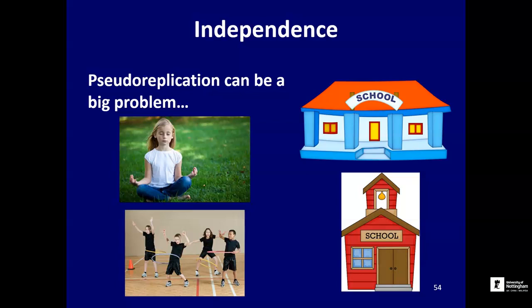So the sample size, instead of being lots and lots of kids, you know, n equals 100 or something, the sample size is really only one, because you've only got one school in each case. And each school could be influenced by a whole variety of different factors. So pseudo-replication is when it looks like you've got replication, but you haven't. Or it looks like you've got lots of replication, but you've only got a bit.